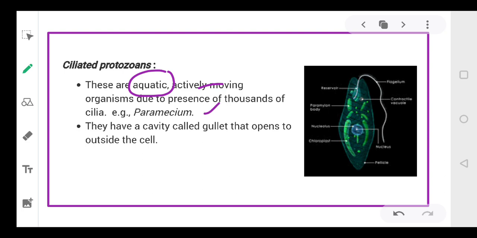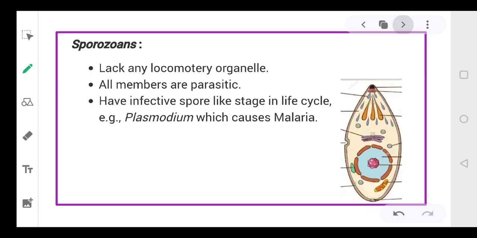Okay, so example is paramecium, and they also have a cavity which is called the gullet, and this gullet opens outside the cell. अंदर जो है कैविटी होती है जिसमें खाना डाइजेस्ट होता है, and this cavity opens outside the cell. So they basically have cilia for their motion.